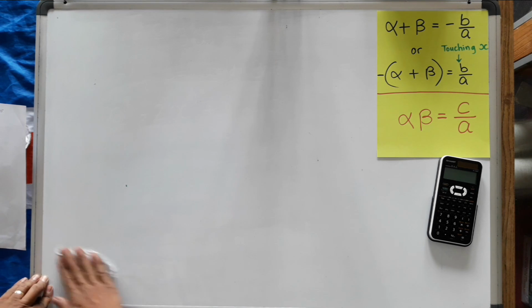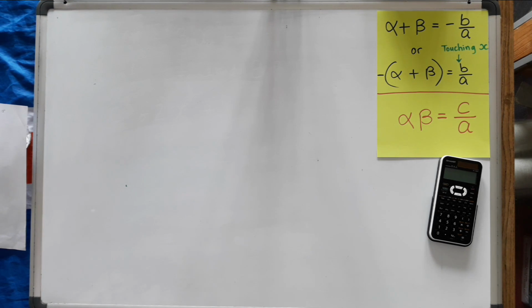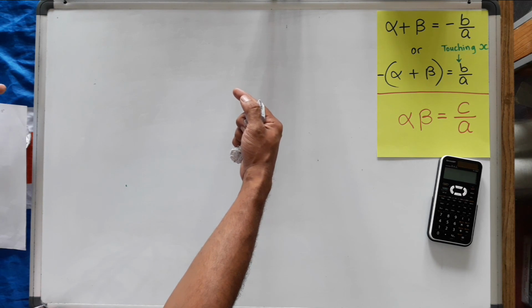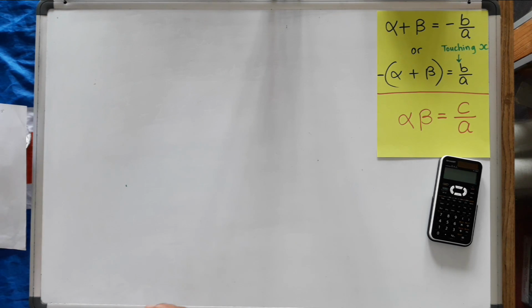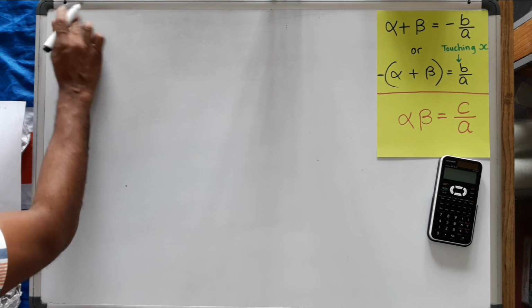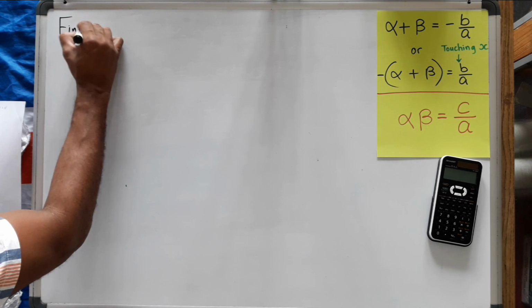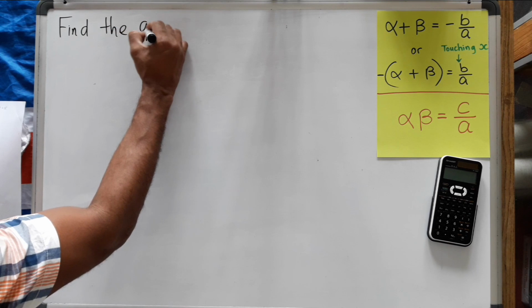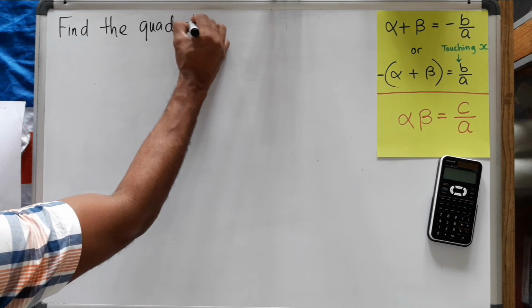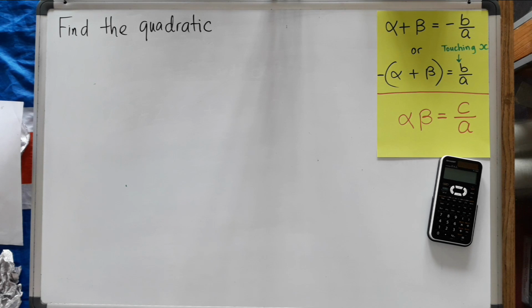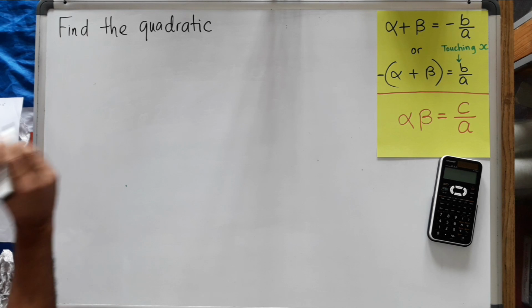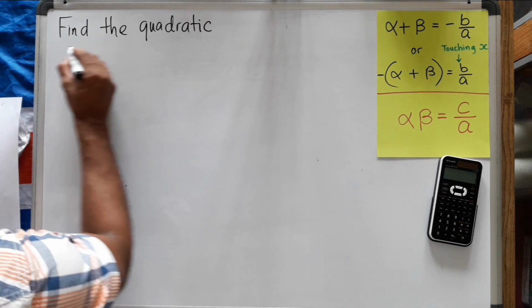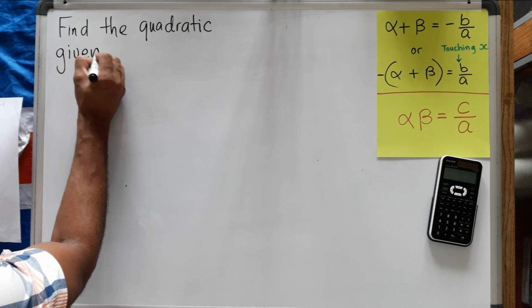All right. Now here's what. In the last 2 examples, I gave you the quadratic equation and I asked you to find alpha plus beta and alpha beta. This question is going to be reversed. I am going to ask you to find the quadratic. In other words, I am not going to give you the quadratic equation. You don't know how much is A, you don't know how much is B, and you don't know how much is C. But I am telling you, you're given 2 pieces of information.